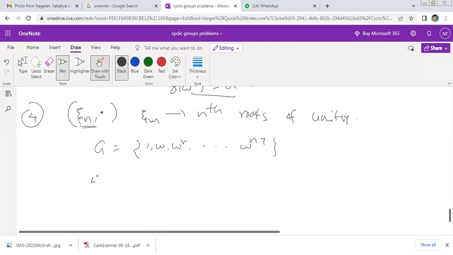Omega power k is a generator if and only if the GCD of k comma n is equal to 1.